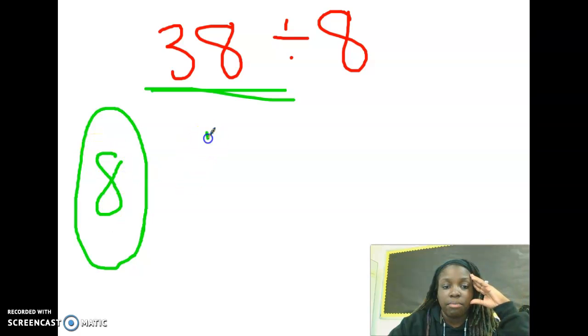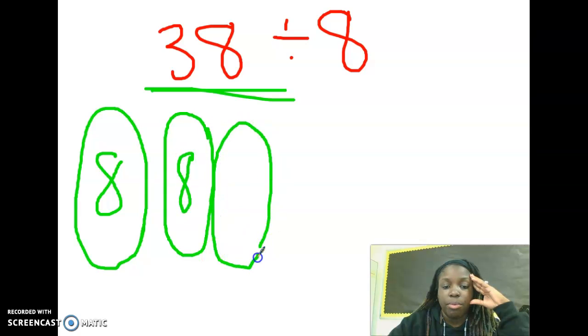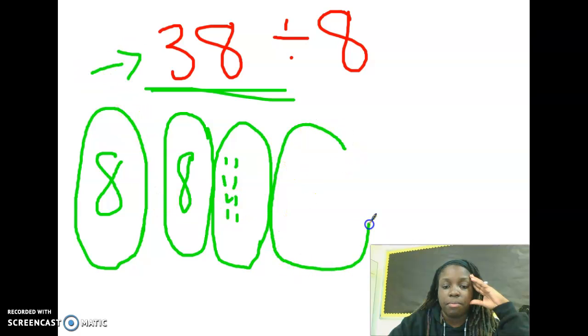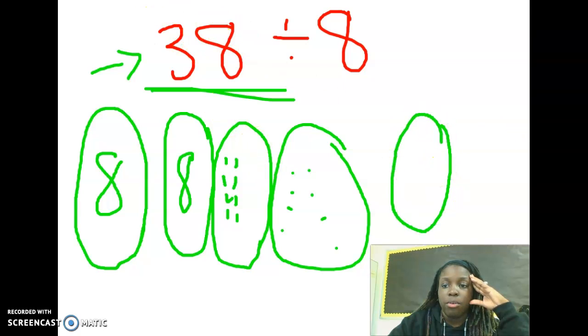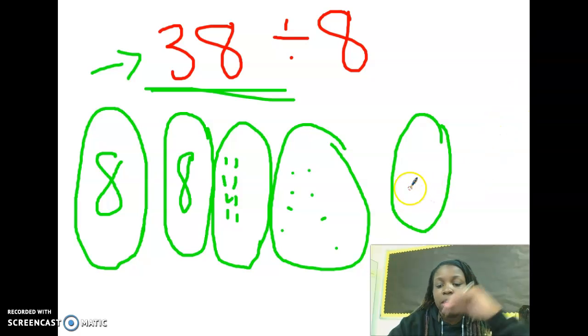So this is 8. This is 8. That's 16, right? Remember, you can use dots too. So 16, 17, 18, 19, 20, 21, 22, 23, 24. Altogether that's 24. What goal are we trying to reach? Good, 38. 8 more: 1, 2, 3, 4, 5, 6, 7, 8. So this is 32 altogether. I'm trying to get to 38. Can I draw another 8? No, because that will be 40, right?